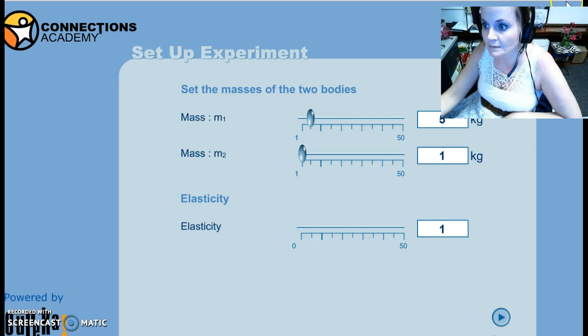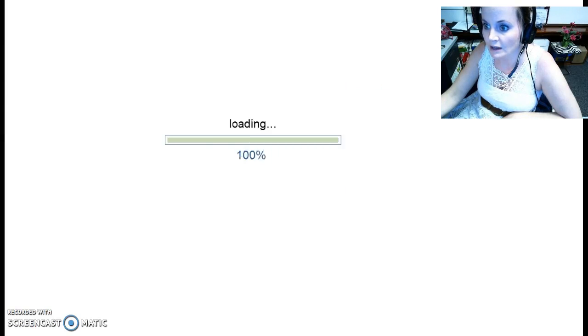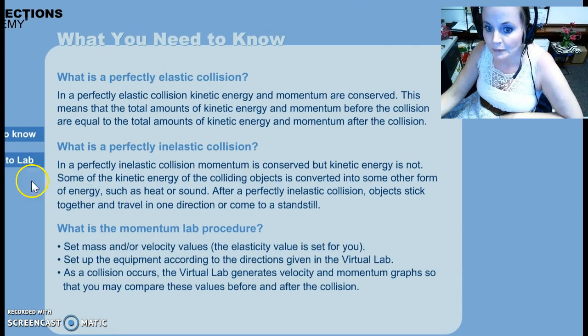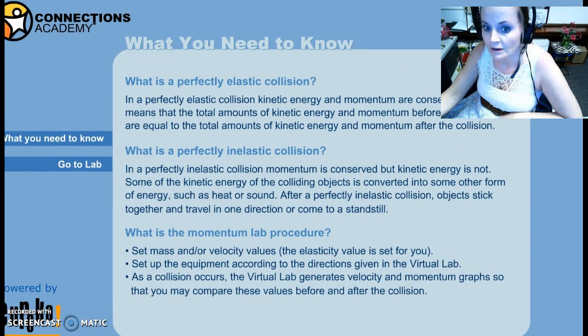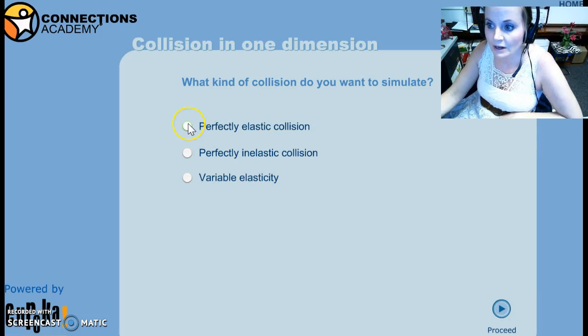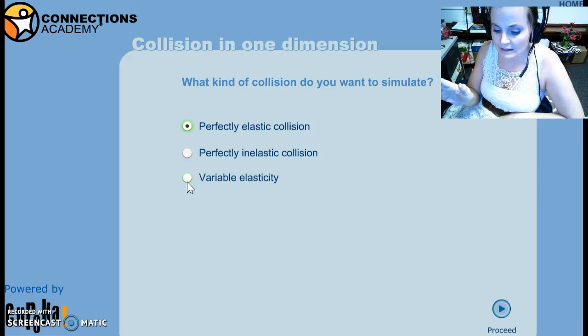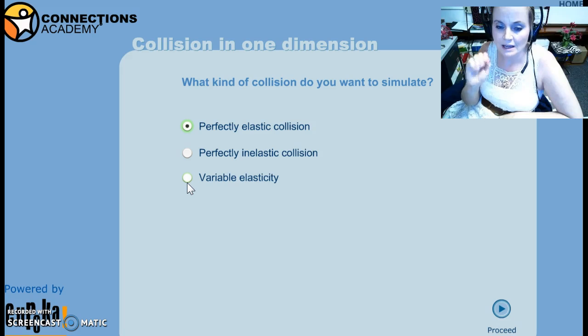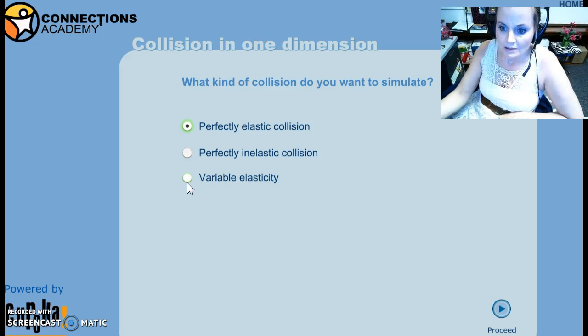I'm actually going to click on the home button just so that I can show you exactly where it starts. So it'll ask you, here we go, go to lab. You're going to do the sim, proceed, and we're going to start with the perfectly elastic collisions. Just FYI, an elastic collision is kind of like bouncing a tennis ball off of a wall. It conserves the velocity. It really doesn't lose a lot of velocity, right? It's going about as fast on the back bounce as it was on the forward bounce. So that's what we're going to start with.